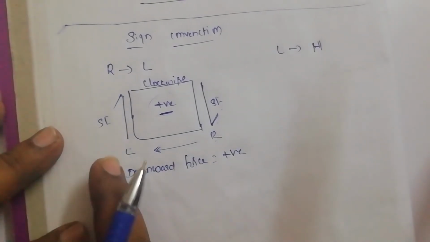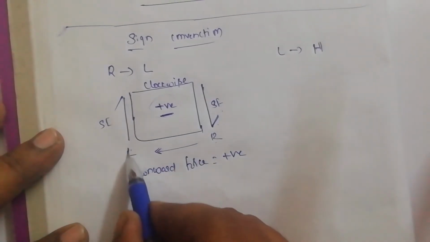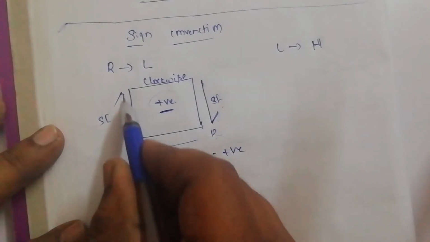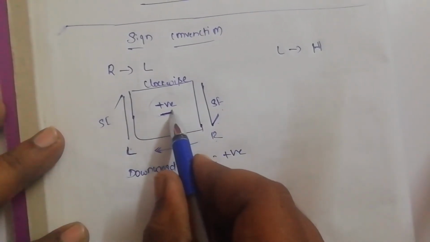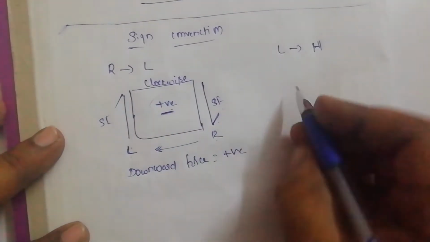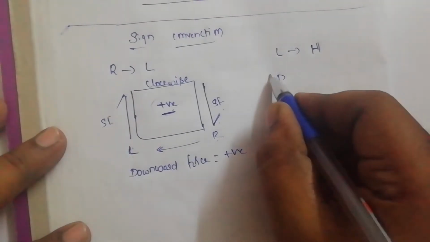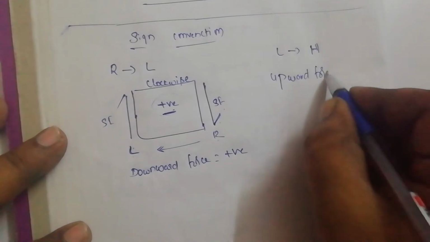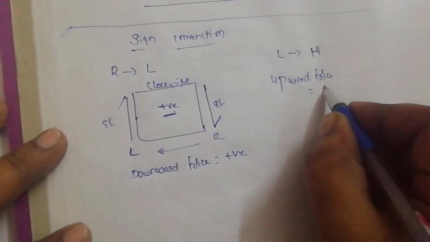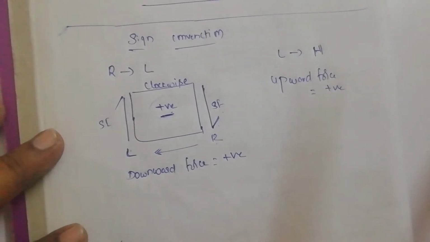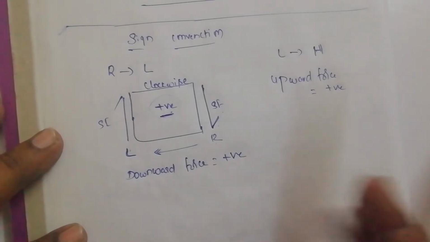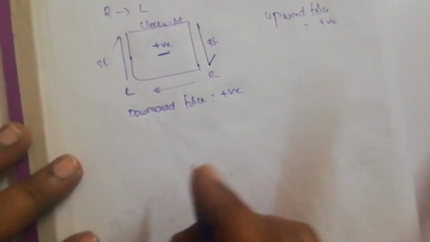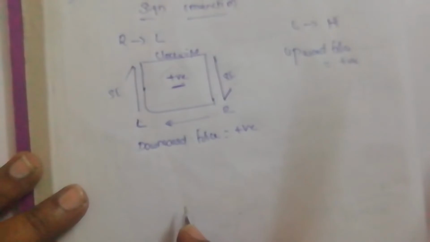Similarly, when you are solving from left to right, this is an upward force. Upward force tries to rotate in clockwise direction, positive. So here upward force will be equal to positive. Okay, opposite to this we have to take. Next is moment sign convention. This is for the forces.